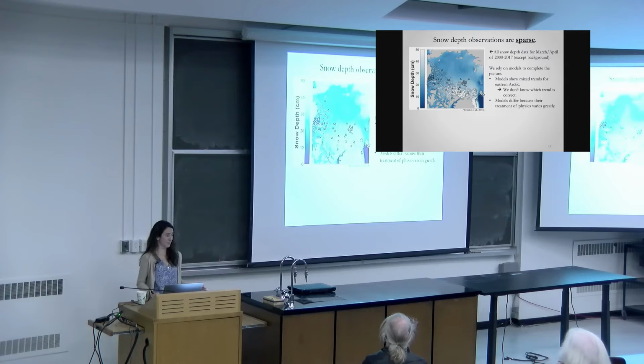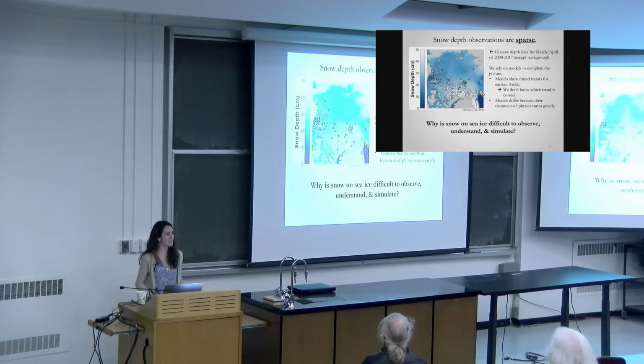Why is this? Why is snow so difficult to model? Why is it so difficult to get observations in these locations? And why can't we just make this model function in a more realistic way? So yeah, this is what I want to focus on for the next few slides because I think this is really where we can make a lot of headway in this field.